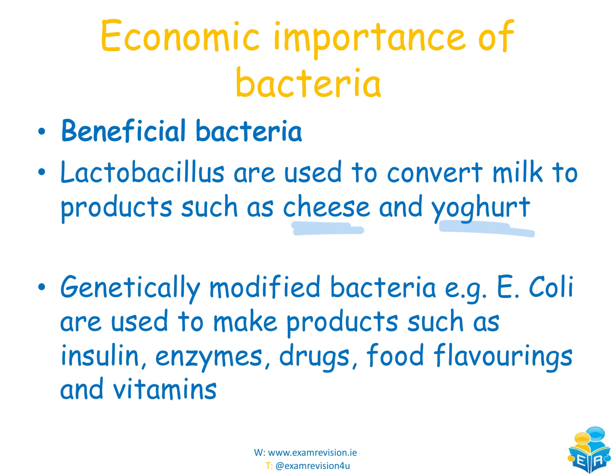Genetically modified bacteria, for example E. coli, are used to make products such as insulin, enzymes, drugs, food flavorings, and vitamins. So massively important in the food industry, but also for any patients who might need insulin. They can be genetically modified so that these bacteria actually make insulin, which can then be extracted and given to diabetes patients.